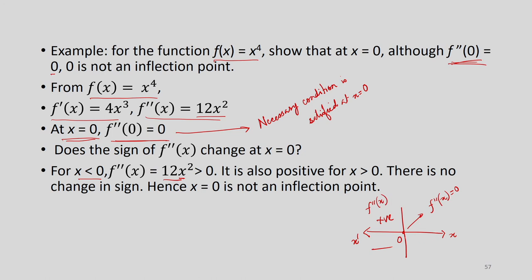And if you take x greater than 0, there also f double dashed is positive. So, the sign actually is not changing. The sign was positive to the left, it became 0 at x is equal to 0, and it has become once again positive to the right of x is equal to 0. The sign is not changing, therefore, the sufficient condition is not being satisfied. Therefore, 0 is not an inflection point, although the necessary condition is satisfied.